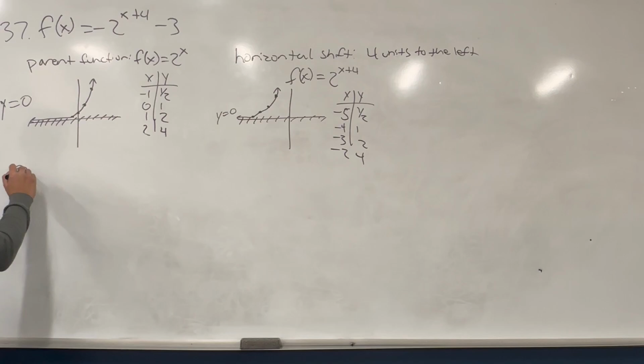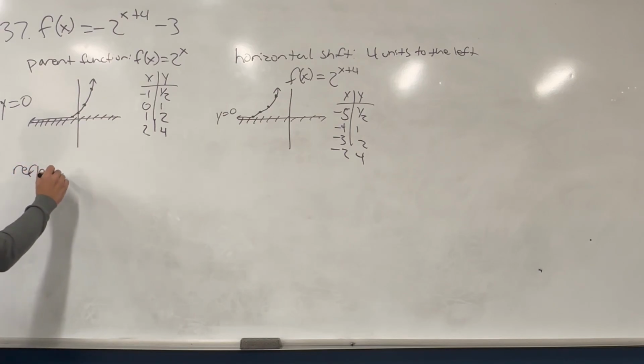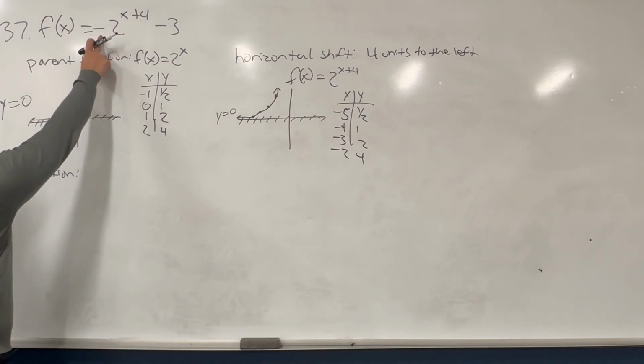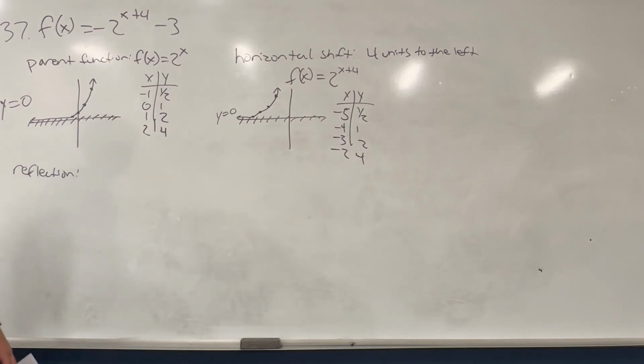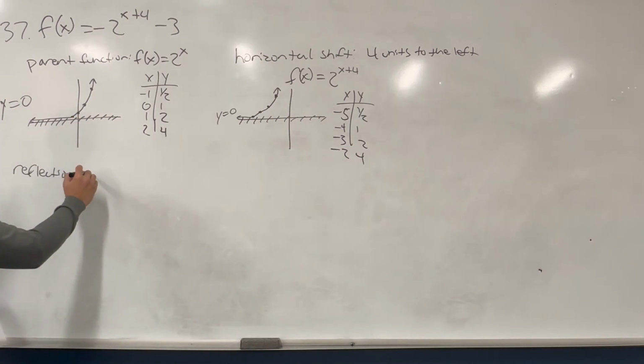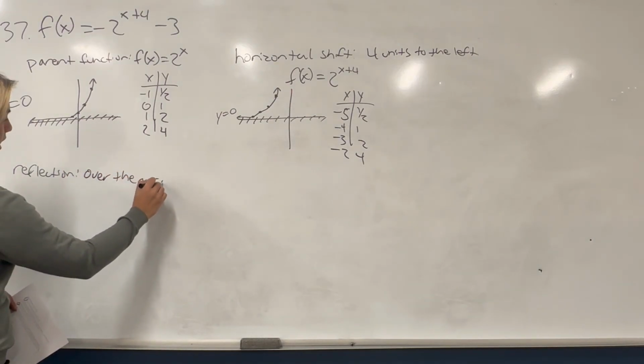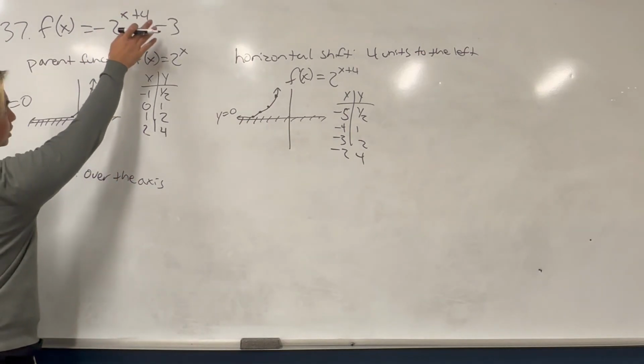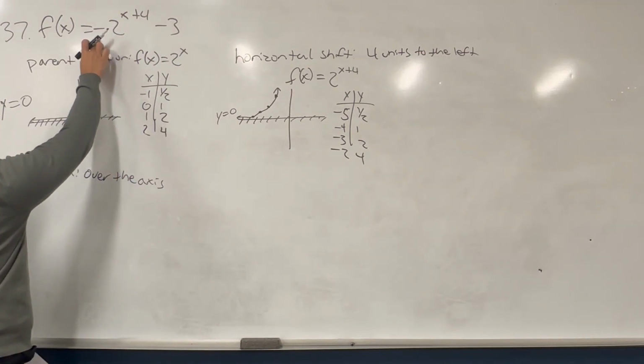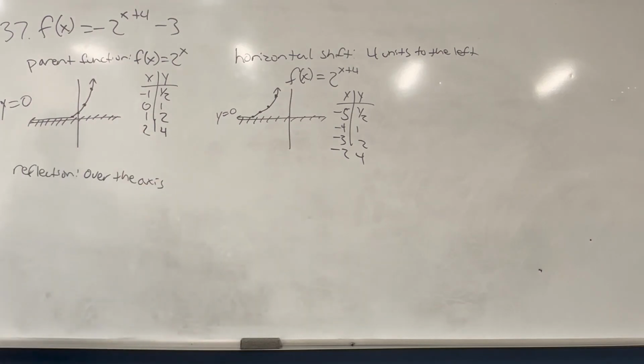So this is a reflection, but where is it reflecting across? Look at the position of this negative: it's in front of the whole thing. So what does that mean? It's reflecting over the x-axis. Basically, any value you plug in here will end up being negative because there's a negative in front of the whole thing. So pretty much any value here would just be flipped down here because it's negative now.